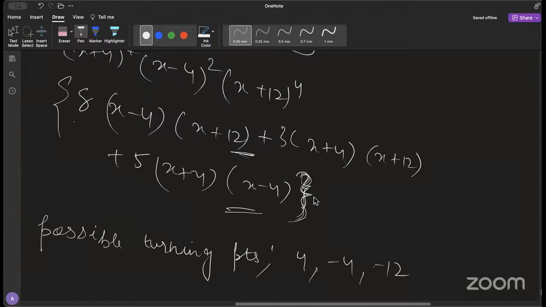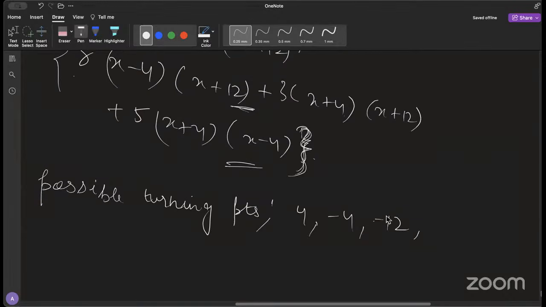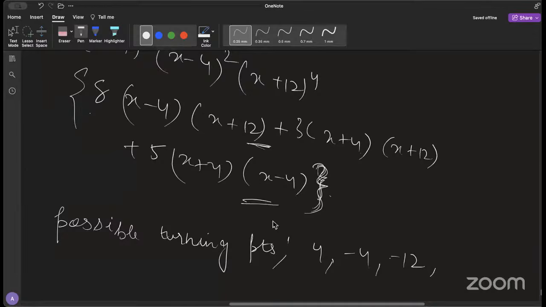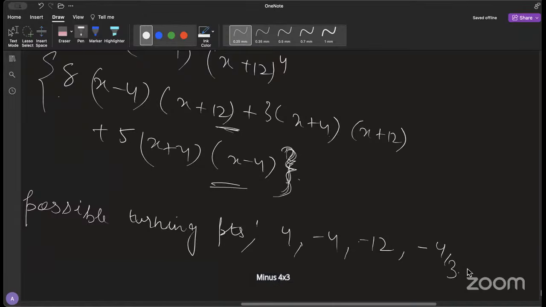Trying, ma'am. Found? What are the roots? Yes, ma'am. There are two roots. It is minus 4 by 3 and 4. Minus 4 by 3 and 4. So 4 is here only.